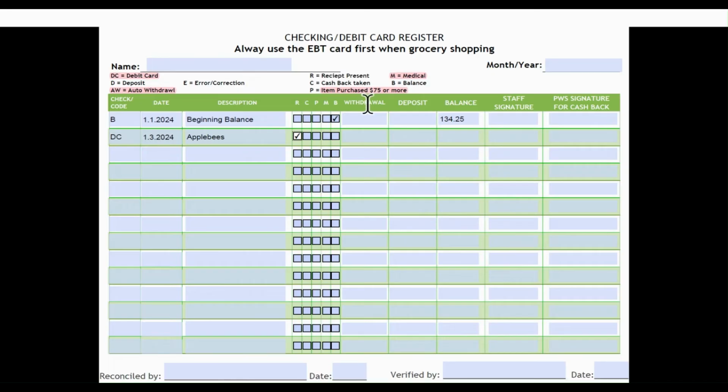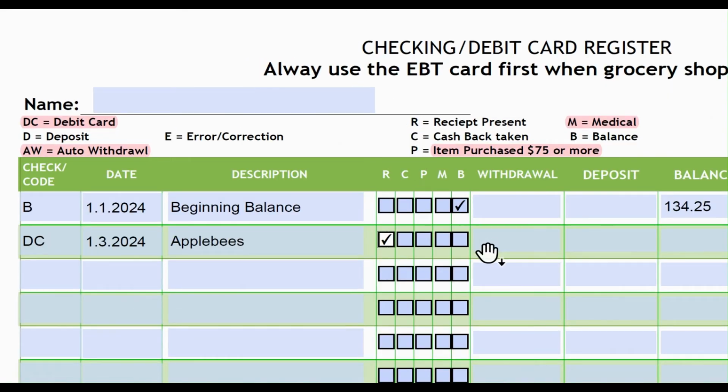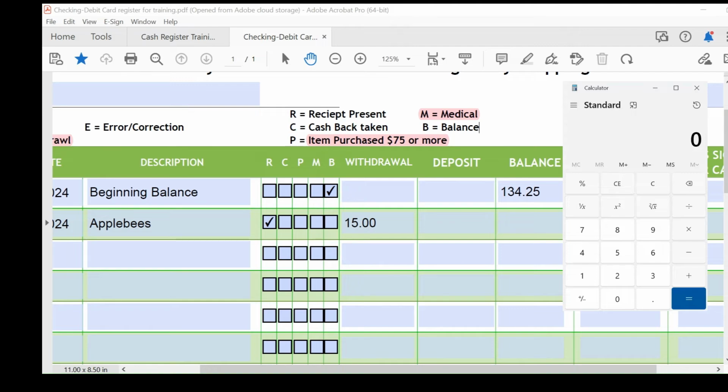And then let's just talk quickly about these two columns, the withdrawal column and the deposit column. So if you went out to dinner at Applebee's, which column would that go in? That would be a withdrawal. So let's say it's 15 even. And then we have to update the balance. So that's going to be 134 minus 15. Get out your calculator.